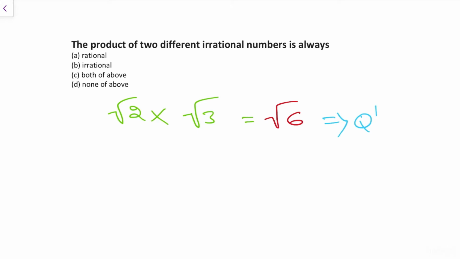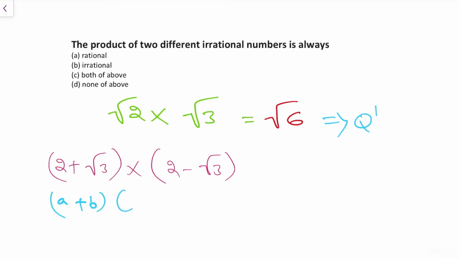Next, I am taking one irrational number, 2 plus root 3, and multiplying it with another irrational number, 2 minus root 3. If we observe this clearly, this is in the form of (a plus b) into (a minus b). So (a plus b)(a minus b) is equal to a square minus b square. Now in the place of a we have 2 and in the place of b we have root 3.